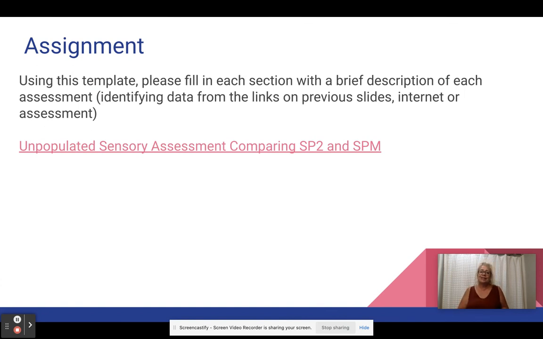So as you see here, there's a template. You're going to fill out each section, and then you're going to provide a brief description of each of these assessments, identifying the data and links that are seen in your readings, as well as what is posted and uploaded on Moodle. Then when you're completed with this, you're going to upload it to Moodle by the due date, and then I will post the key, and then you can compare the two, and we'll be discussing this at a later date.